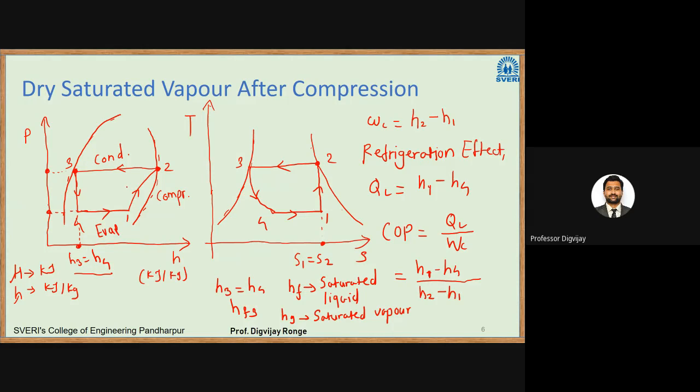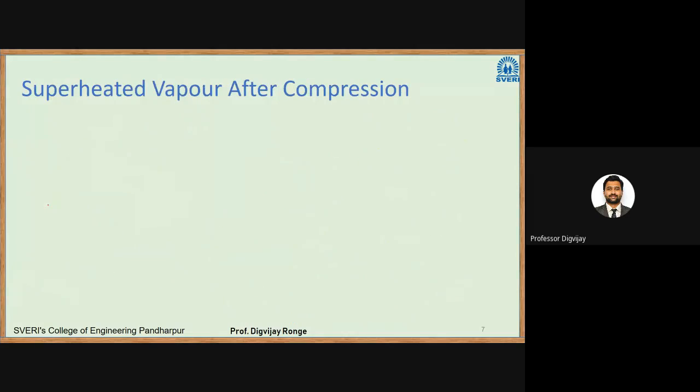Okay, so this is our first type, which is a dry saturated vapor after compression. Next, we'll see a superheated vapor after compression. So I'll draw the diagrams again. So this is a pH. Okay, this is a TS.